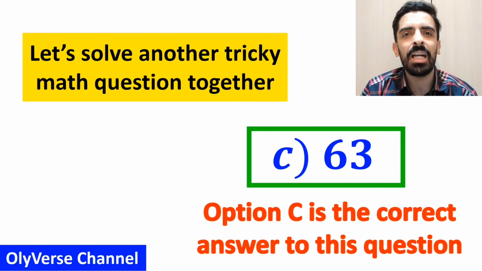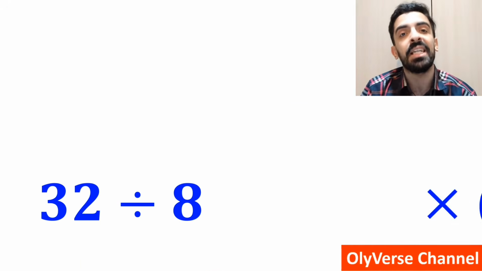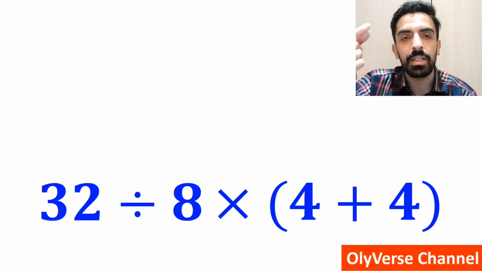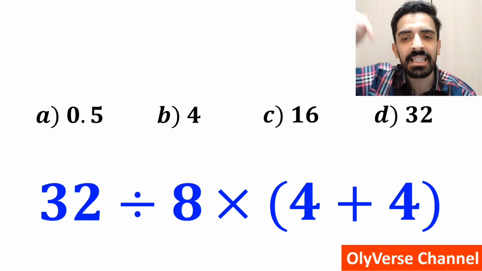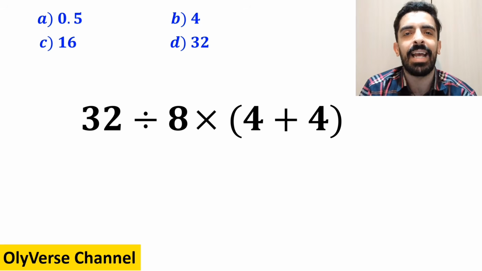Alright, now let's solve another tricky math question together. What is the value of the expression 32 divided by 8 multiplied by open parentheses 4 plus 4 close parentheses? Which option do you think is the correct answer to this question? Let's take a closer look and solve it together.